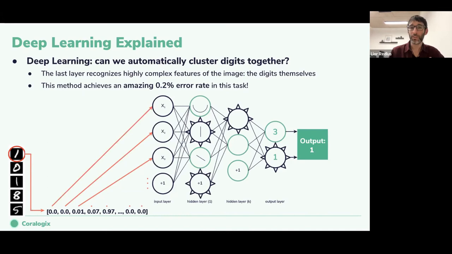So this actually achieves an amazing error rate of 0.2%. And that's from Hinton's work. That's almost 10 years ago. We're even much better today, much better than humans at recognizing any digit.